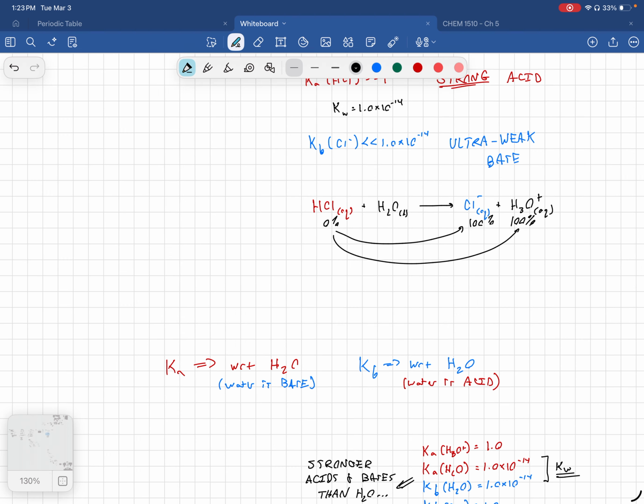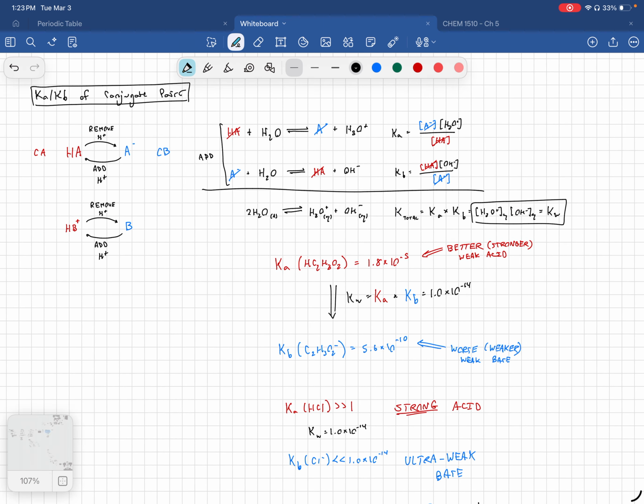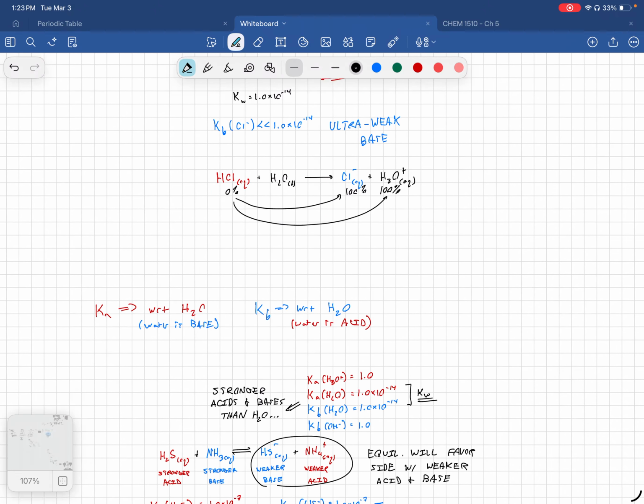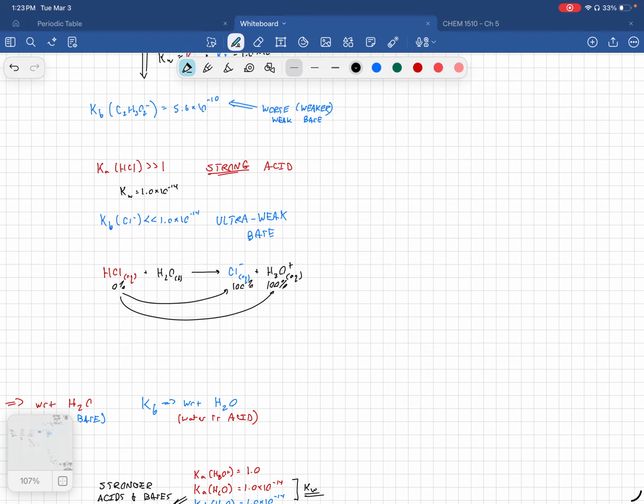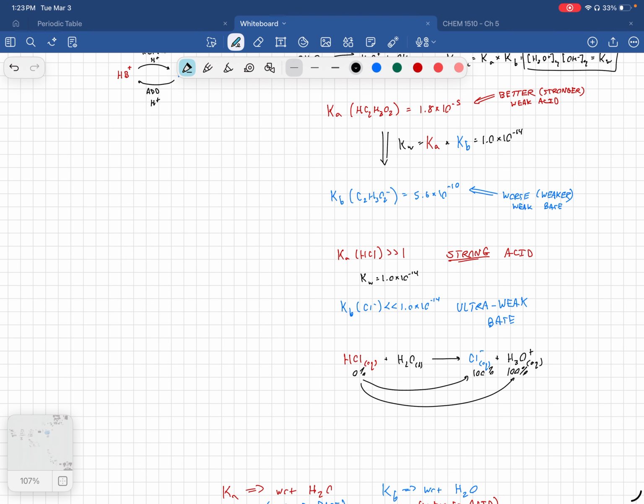Okay, so that concludes discussion of Ka, Kb, conjugate pairs, and net direction of a reaction. And so note, by the way, this little trick here. Let's go back. I guess I'll write it off to the side here. So note that Ka times Kb, so this is just a reminder, for a conjugate acid-base pair will equal Kw, which is 1.0 times 10 to the negative 14th.